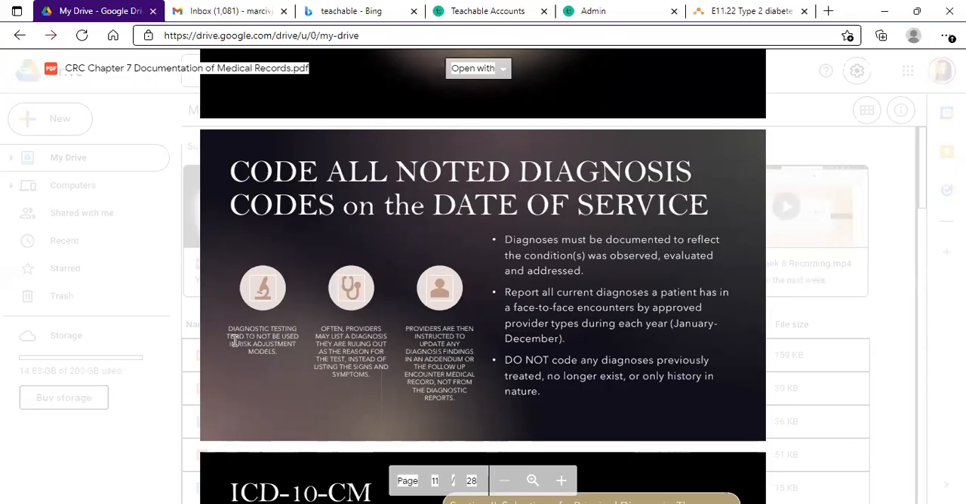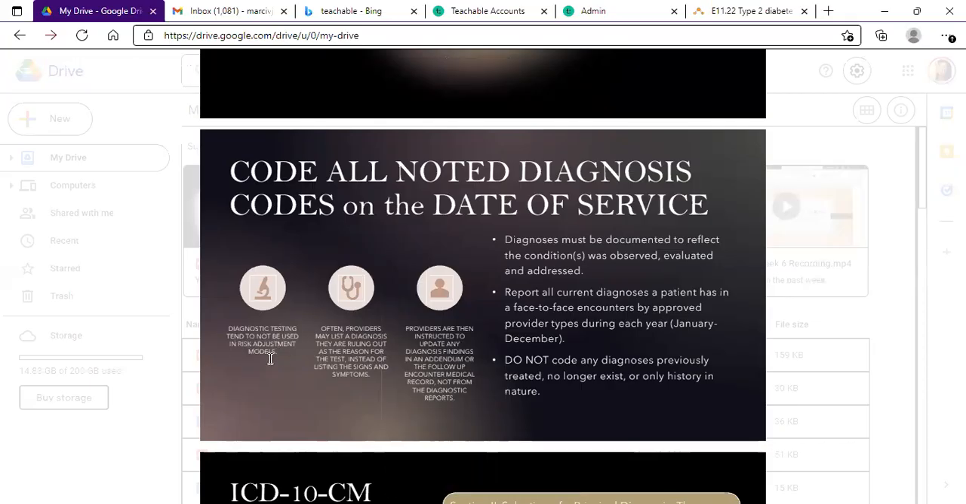So, diagnostic tests tend to not be used in risk adjustment models. Often providers may list the diagnosis they are ruling out as the reason for the test instead of listing the signs and symptoms. So instead of saying they got fever, they got chills, they might say they're ruling out COVID. That doesn't mean you code for COVID because it says they're ruling out COVID, or suspected COVID, possible COVID. And sometimes they just list the signs and symptoms. Well, when you see possible, maybe, rule out, probably, that's not a definitive diagnosis. You cannot code for that diagnosis.